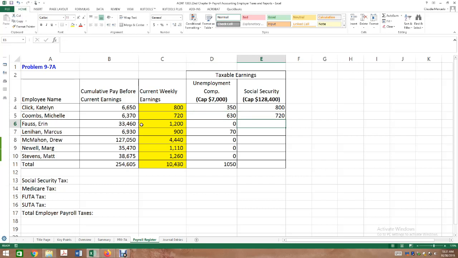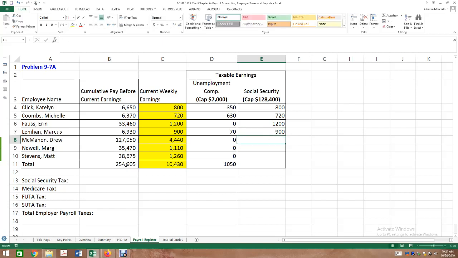Erin Foss has earned $33,000. Still has a long ways to go to reach the cap. So I know that I'm going to pay taxes on the whole $1,200. Marcus Lenihan has only earned $69.30. So that means I'm going to pay taxes on the entire amount earned this week of $900.